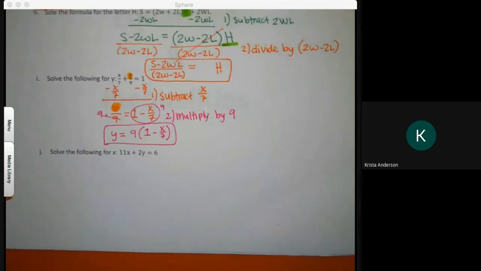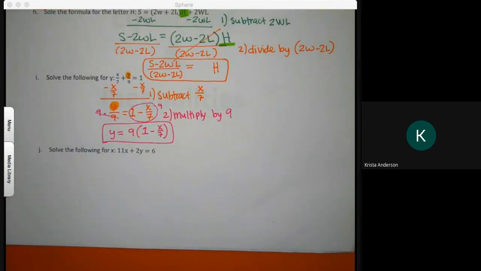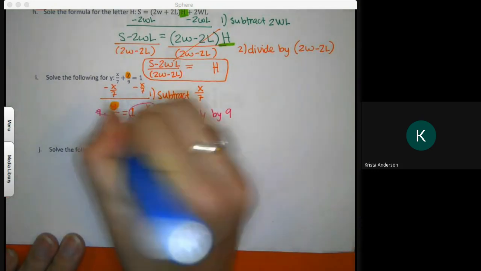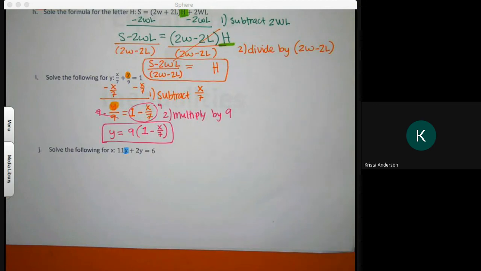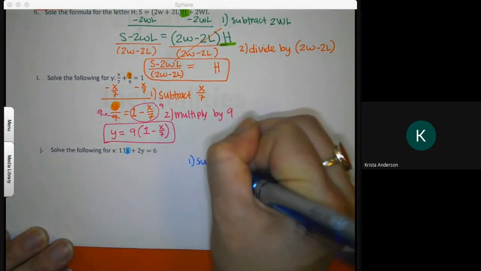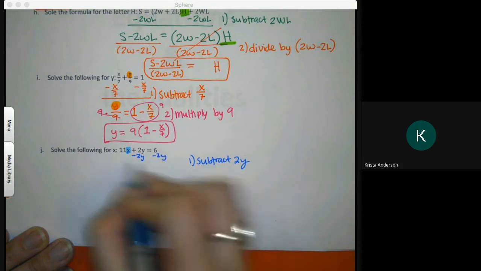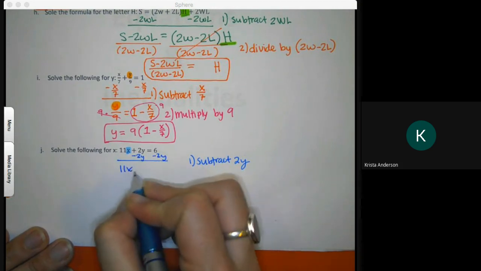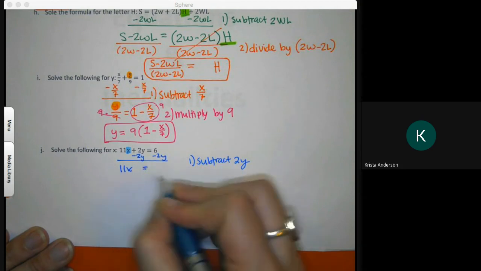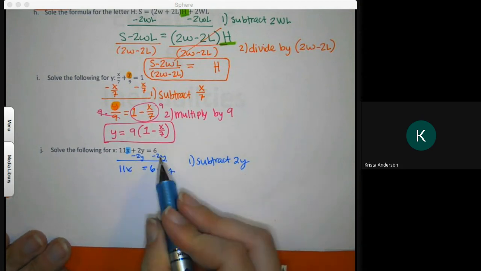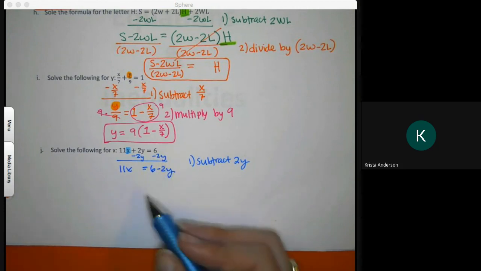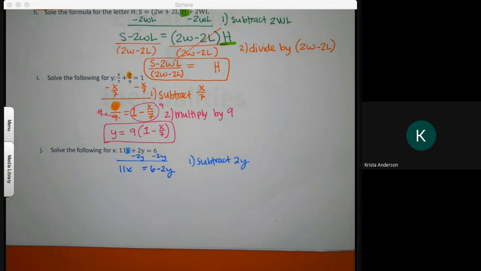J wants me to solve for the letter X. Do you see any plus or minus signs that I can get rid of? Subtract the 2y. That would give me 11x's gone equals 6 minus 2y. Why can I not put 4y? Why can't I put 6 minus 2 together? Not like terms. Why are they not like terms? There's a y on one and not the other.